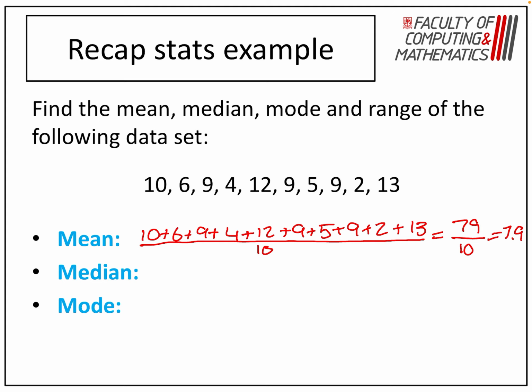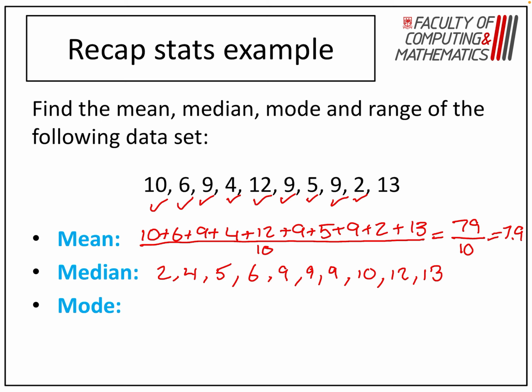Our median is the middle value. So first off, we're going to have to put them into order. A good thing to do here is just tick off what you've done so far. So if I've got 2 as the smallest, I can tick that off. And then I've got 4, tick that off. And then I've got 5, 6. After 6 comes 9. And we've got 3 9s altogether. So we'll put them in, tick them off. And then we've got 10, 12, and then 13. So just take them off.